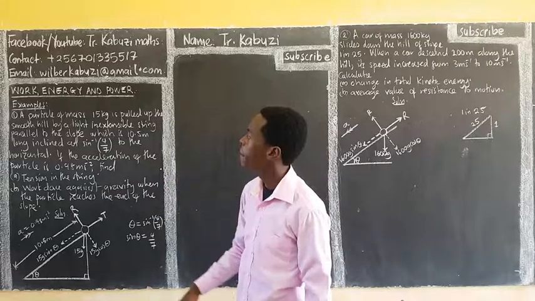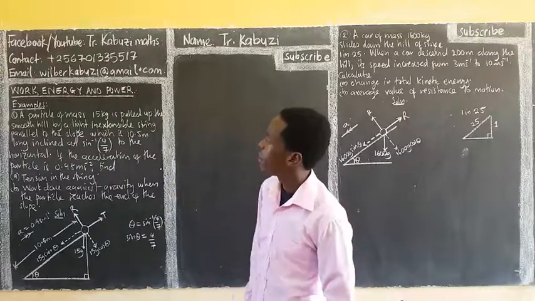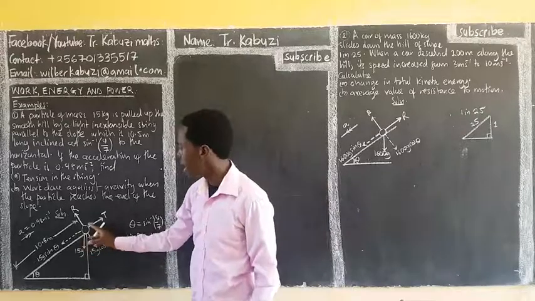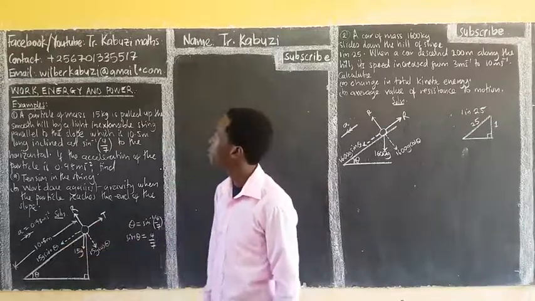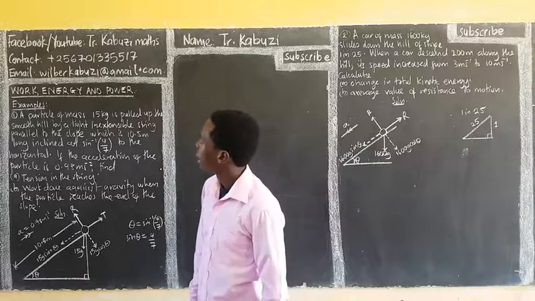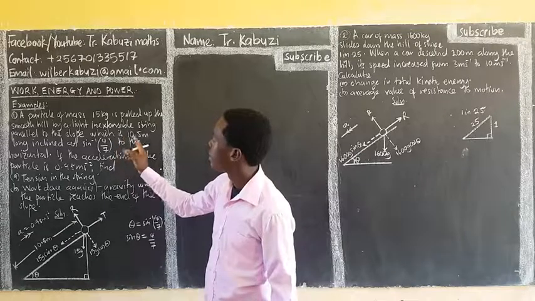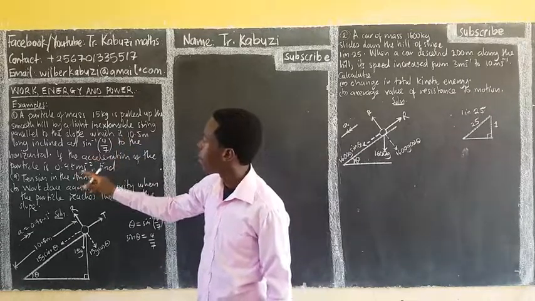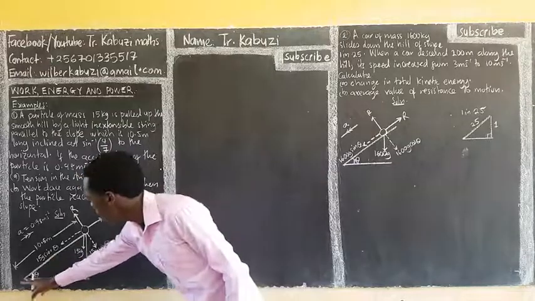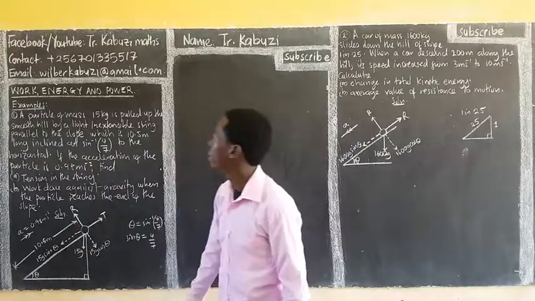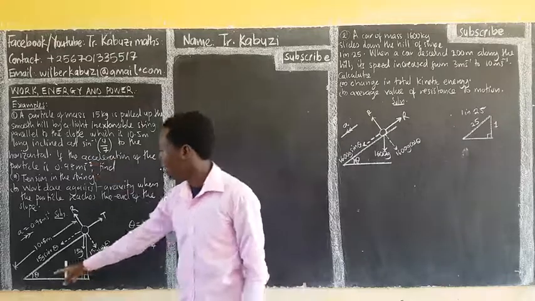because it's a smooth hill, by a light inextensible string parallel to the slope. It's a string and it's pulling it parallel to the slope, which is inclined, which is 10.5 meters long. So from here up to here is 10.5 meters long. Inclined at, so this is the inclination.